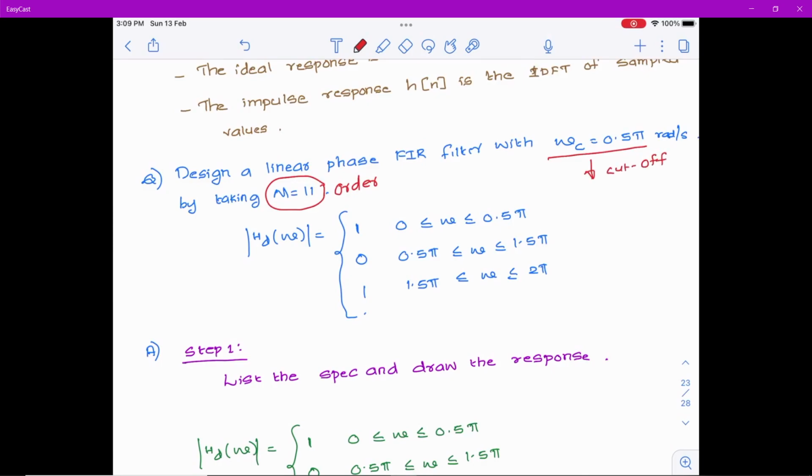And since omega c is a digital frequency, the maximum value that it can have is pi, out of which it will cut off at 0.5 pi. Now, the magnitude of Hd of omega is given as 1 for frequencies from 0 up to 0.5 pi. Then there's a 0 from 0.5 pi to 1.5 pi. There's a 1 from 1.5 pi to 2 pi. ഇതാണ് നിങ്ങൾക്ക് തന്നിരിക്കുന്ന സ്പെസിഫിക്കേഷൻ. ഈ ഒരു ഫ്രീക്വൻസി റെസ്പോൺസ് കിട്ടാൻ വേണ്ടിയുള്ള ഒരു ഫിൽറ്ററാണ് നിങ്ങൾ ഡിസൈൻ ചെയ്യേണ്ടത്.